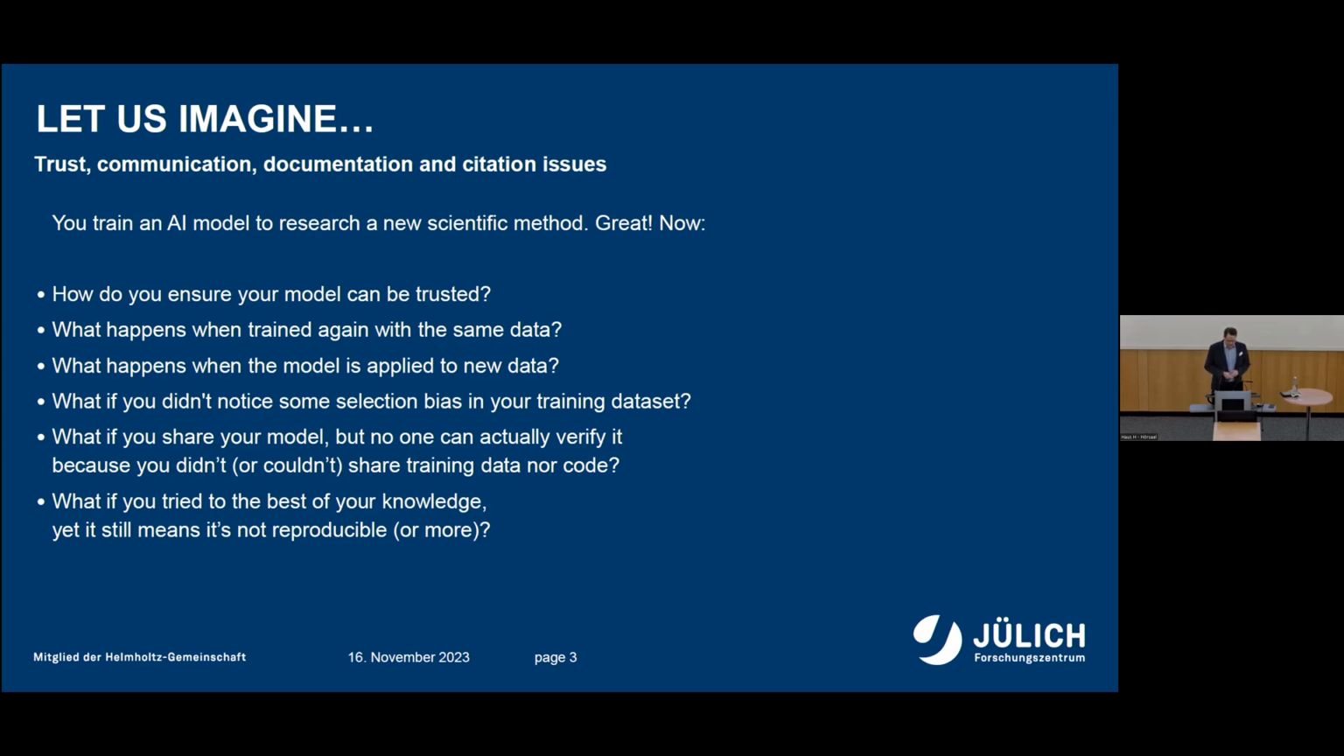The next point would be that at some point we hopefully share this model, because obviously we're doing great research, we want to talk about that. And now we send it out, and no one is actually able to verify that model because we just shared the model. But maybe we didn't share the training data, and maybe we didn't share the code. Or, well, we couldn't, maybe, because it's not always easy. And if we did all the steps and tried to do our best, maybe it's still not reproducible or generalizable?